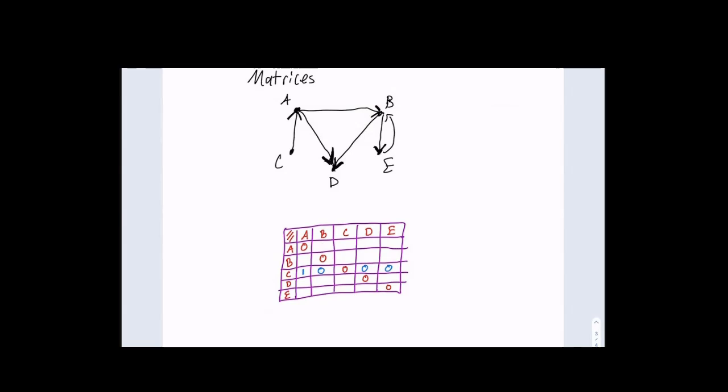AB. A, B is my next network flow. So I'm going to put a 1 there. And does A talk to anywhere else? D. A does talk to D. And does A talk to anybody else? Nope. So then 0 and 0.